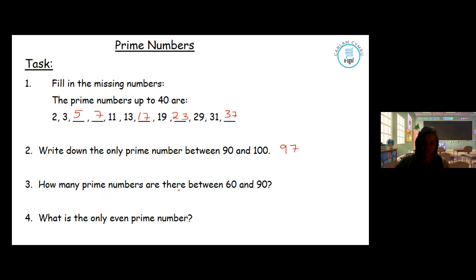Question 3, how many prime numbers are there between 60 and 90? Well, the prime numbers are 67, 71, 73, 79, 83 and 89. So if I count those up, I have 7. So 7 was the answer to question 3. And then I've already talked about question 4. So what is the only even prime number? It is 2.